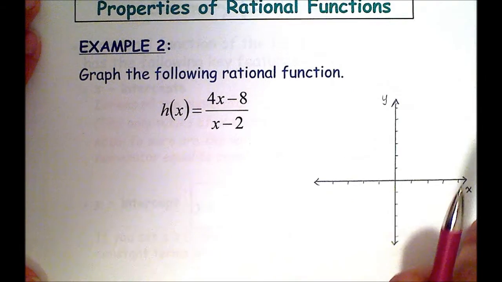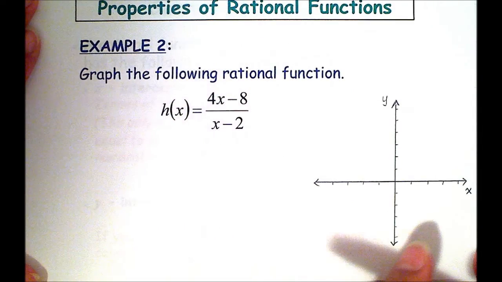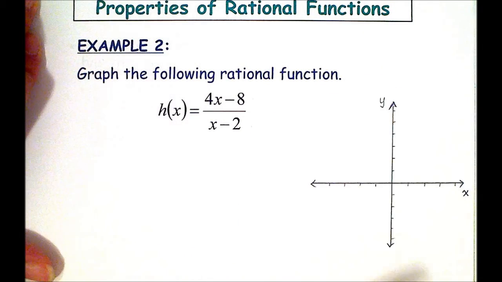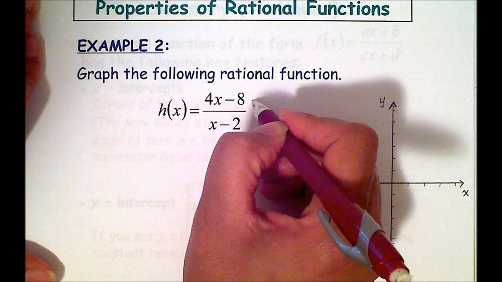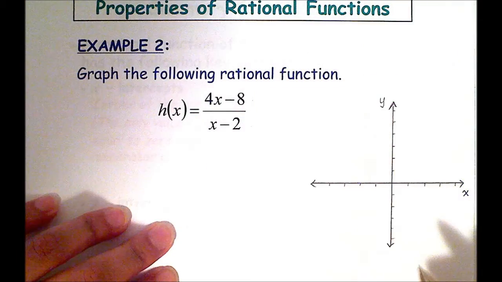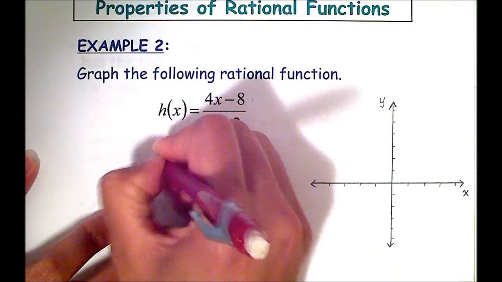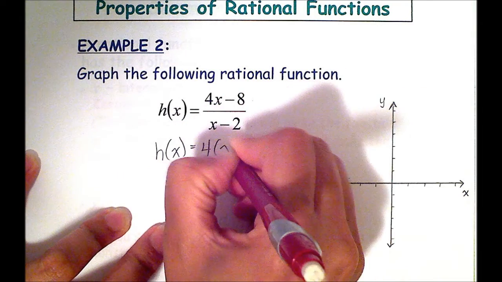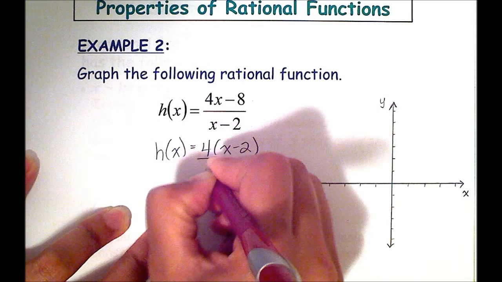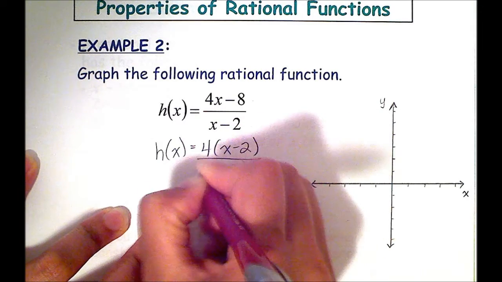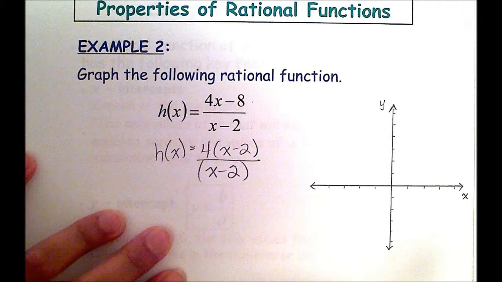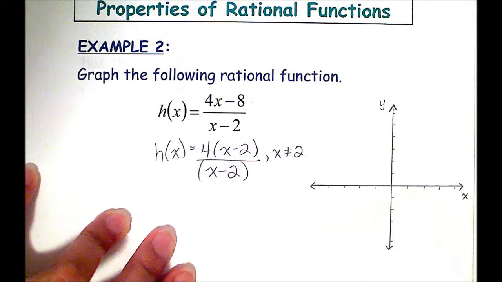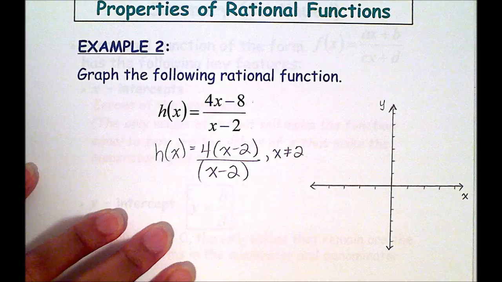And in this example, we're going to graph the following rational function. So again, you'll notice that we have a linear function over a linear function. But this time you should recognize that I can actually simplify the numerator a little bit more. Okay, so I'm going to factor it out to get 4x minus 2 over x minus 2. And what you'll notice in this case is that I do have a restriction such that x cannot equal 2. So that's actually where my vertical asymptote would be.